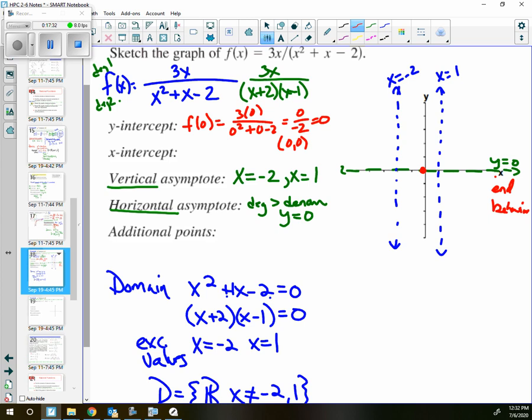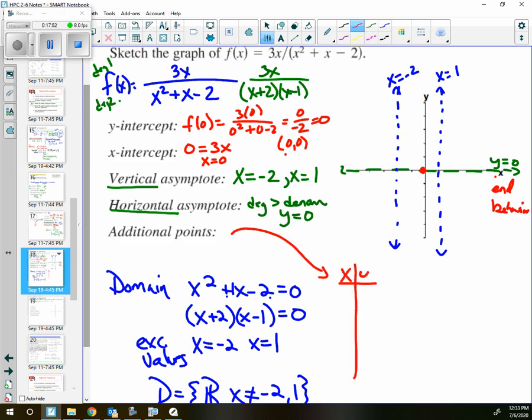X-intercept, remember, we're going to have the same deal happening here. It's just going to be what makes the top 0, which again is just going to be 0. We already have that point. So 0, 0 is our x and our y-intercept. So that gives us 1 point. Great. That's probably not enough to see the shape of this, right? So we're going to need to do quite a few additional points here to be able to tell what's happening.